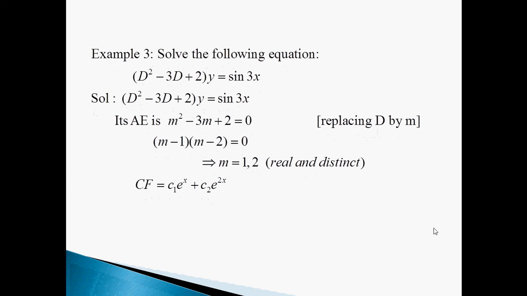We take an example. Solve the following equation, (D square minus 3D plus 2)y equal to sin 3x. Its auxiliary equation is m square minus 3m plus 2 equal to 0, by replacing D by m. Find its factors, and the roots are 1, 2, real and distinct. Then the complementary function is equal to c1 e to the power x plus c2 e to the power 2x.